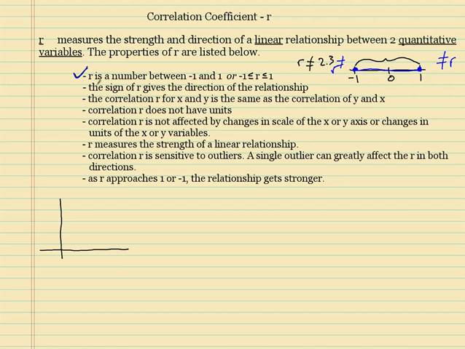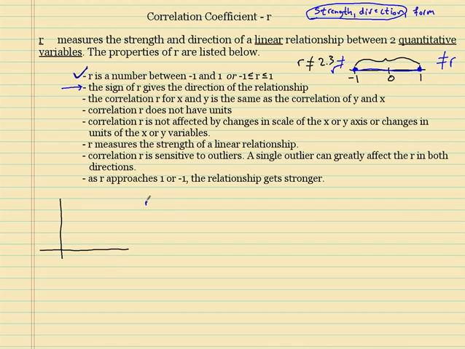Okay. The sign of R gives the direction of the relationship. Now remember the three things we always want to describe are the strength, the direction, and the form. Okay, so now we have a way to describe these two. And the second one gives us a more statistical way to describe the direction.